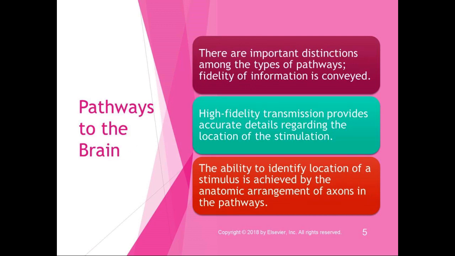All of these tracts are basically our pathways to the brain. There are important distinctions among the types of pathways and the fidelity of information that is conveyed. So when we talk about fidelity of information, we mean how true is that to what the sensation is that we're really feeling. So high fidelity transmission of sound means it sounds like it really sounds in real life. High fidelity transmission of nerve impulses provides accurate details regarding the location of the stimulation. The ability to identify location of a stimulus is achieved by the anatomic arrangement of axons in the pathways.